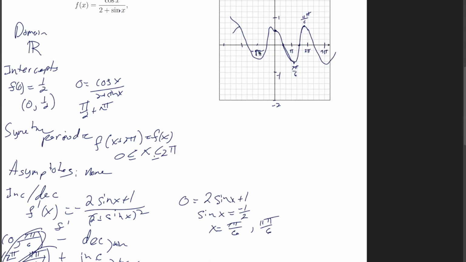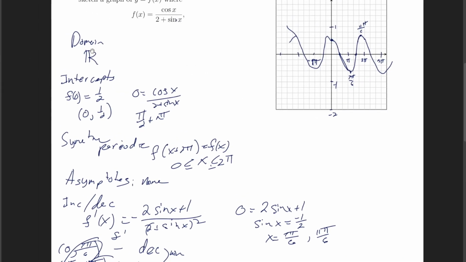So let's review really quick what we did, and we'll call it good. Here, what do we do? We found the domain of all real numbers. We found the intercepts. The intercepts are at 0 and pi. So our horizontal intercept is here. And our vertical intercept occurs at pi over 2 plus n pi.